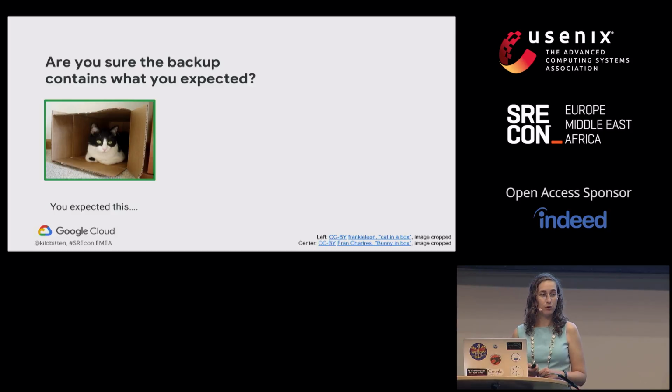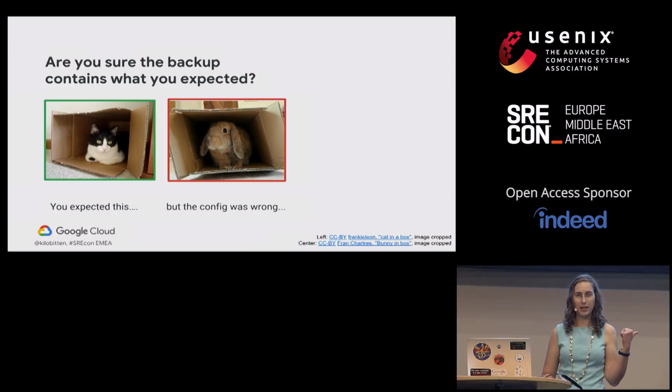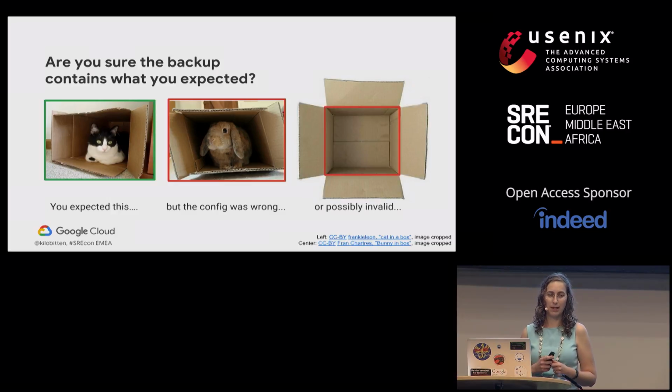Yes, you found the one that you need? Good. Are you positive the backup has what you expected inside of it? Maybe you set up the configuration, you're pretty sure that you're backing up the cat namespace, but oops, actually you were backing up the rabbit namespace. Or perhaps there was a mistake in the config and it didn't parse right and you were just creating empty files.